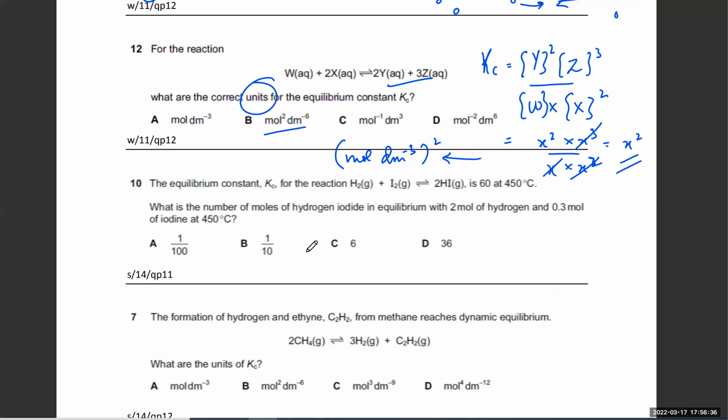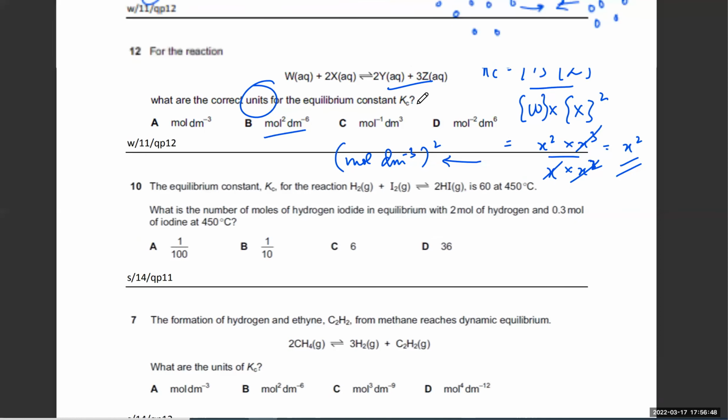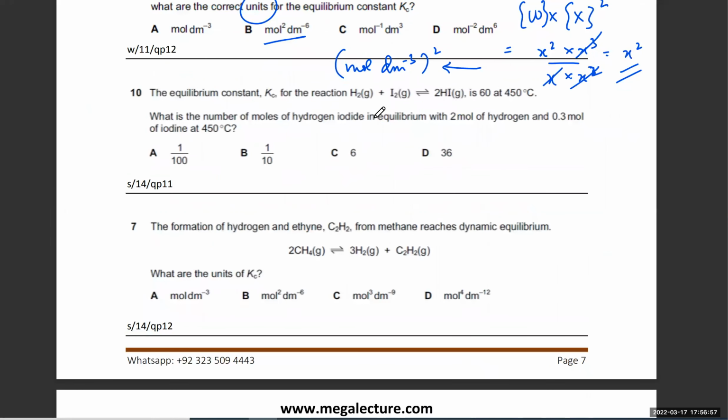Next one, a very similar question, but now the exact opposite. You get two types of questions, and both are solved in the same way. This next one is solved exactly the same way, except there is a trick: Kc is already given, so you're not calculating Kc. The value of Kc is 60. The working is H2 plus I2 in equilibrium with 2HI.